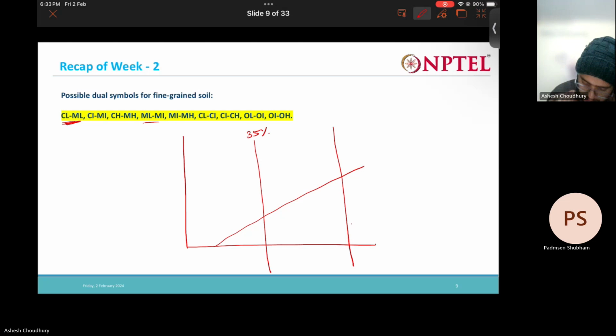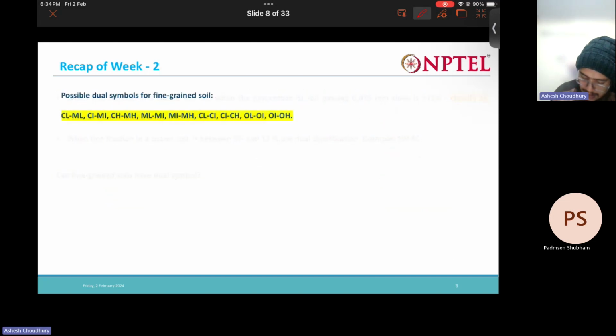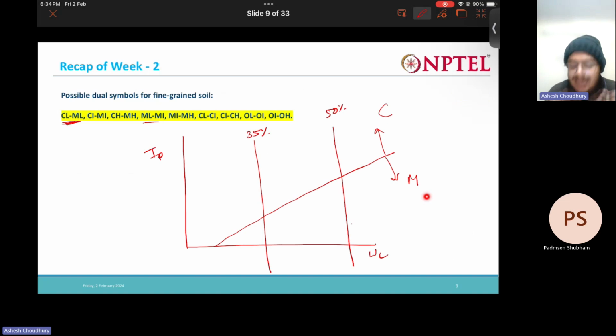35%, 50%. Okay. This is IP. All right. So if it falls below the A line, we know it is silt. If it falls above the A line, we know clay. Right? So here it's clay, here everything is silt. Below the A line, it's silt, above the A line, it's clay. Clear? Now CL-ML is a special case when it falls in this region. It is shown in the A line.